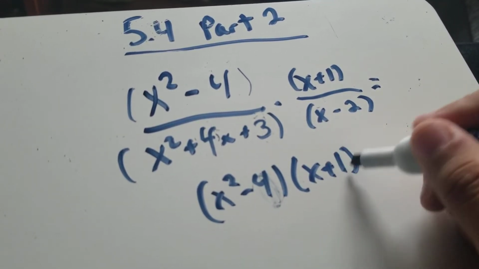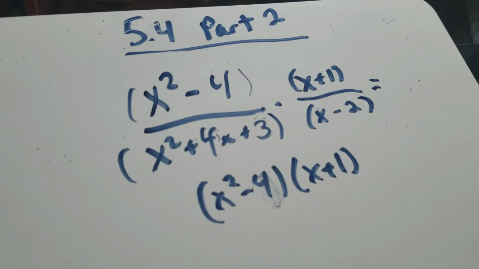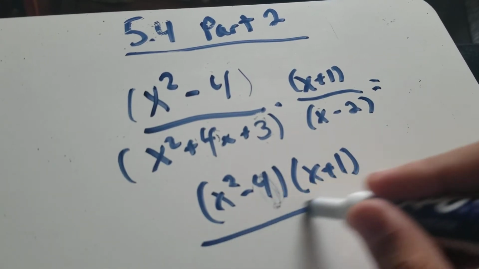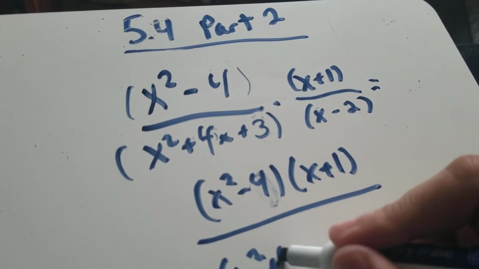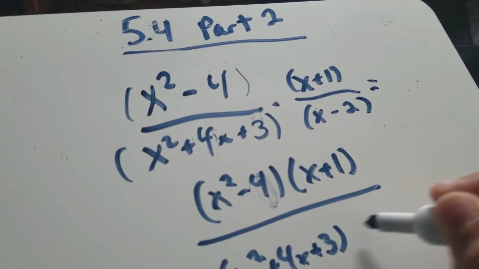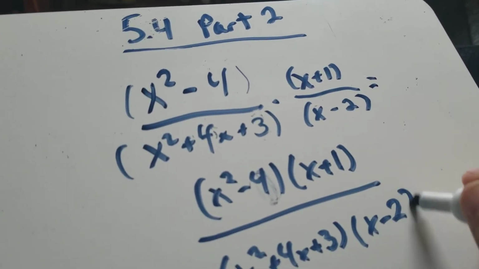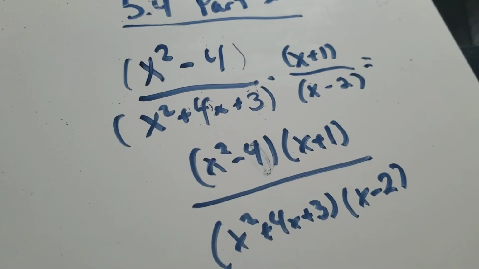x plus 1. I don't want to FOIL. FOILing will make everything complicated. And then over here, the bottom is going to be x squared plus 4x plus 3 times x minus 2. So that's the bottom over there.